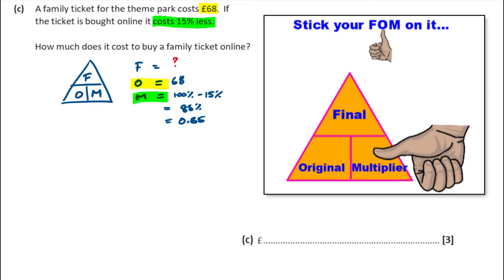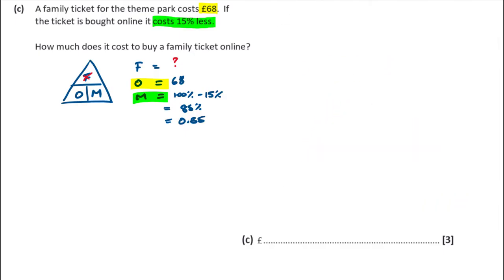So what I do is I cover up the thing I want to find on my triangle. I cover up the F, stick my thumb on it, and then I'm going to work out what to do with the other two. Those two are on a line, so that means I just need to multiply them together. So final equals original times multiplier.